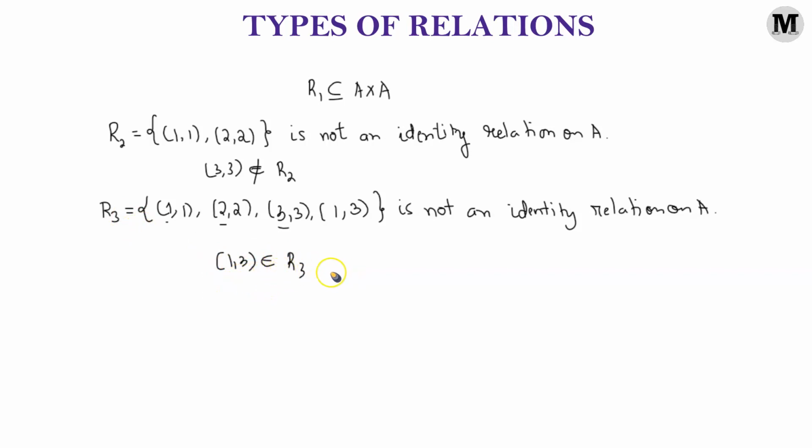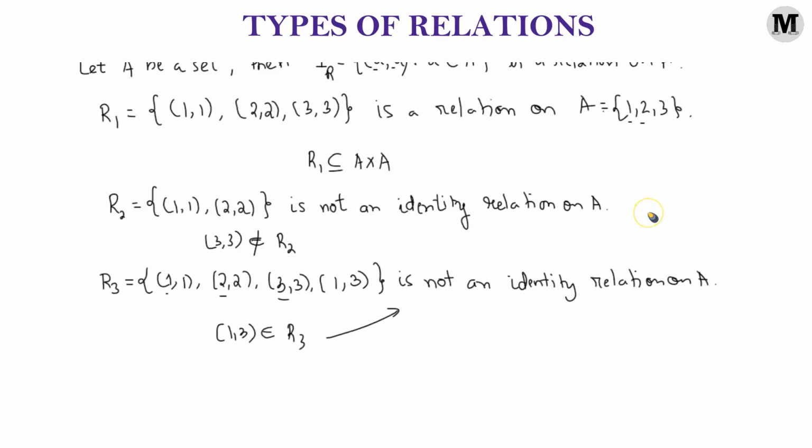Just because it belongs, we can say that R3 is not an identity relation, or it is only going to be a simple relation on A. It's not going to be that special type of identity relation. So we have to be very specific here, that R1, R2 and R3 are all relations on A. However, only R1 is the very special case where it's going to be an identity relation on A.